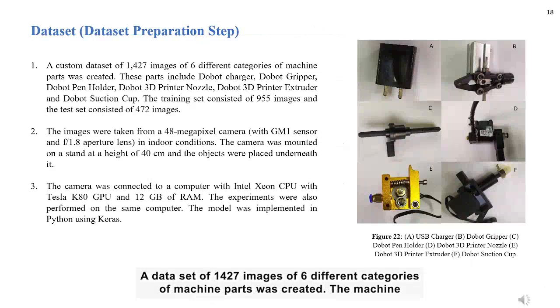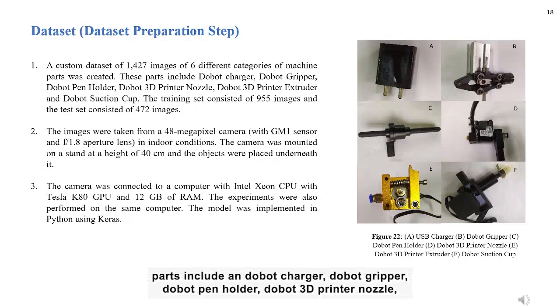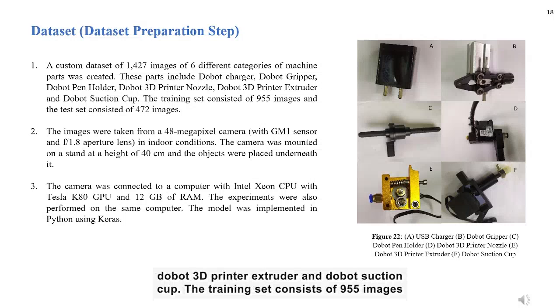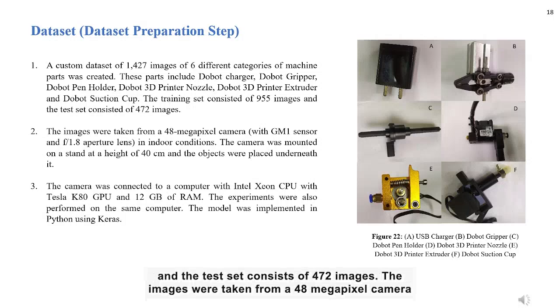A dataset of 1427 images of 6 different categories of machine parts was created. These machine parts include a Dobot charger, Dobot gripper, Dobot pen holder, Dobot 3D printer nozzle, Dobot 3D printer extruder, and Dobot suction cup. The training set consisted of 955 images and the test set consisted of 472 images.